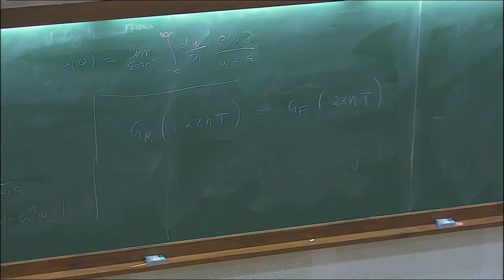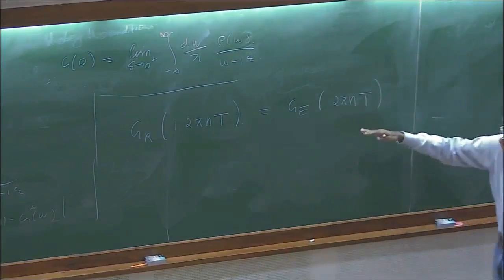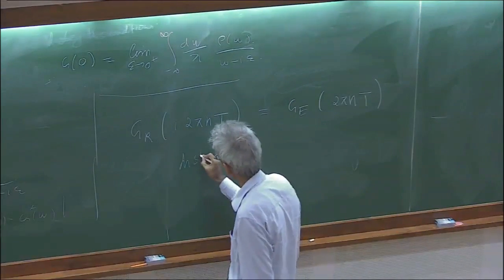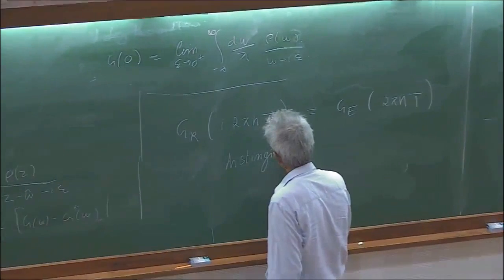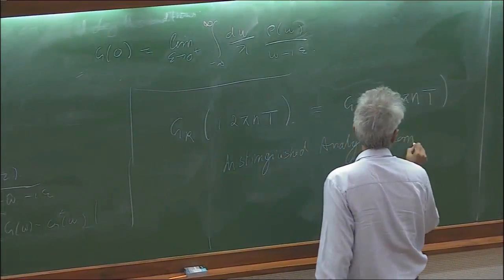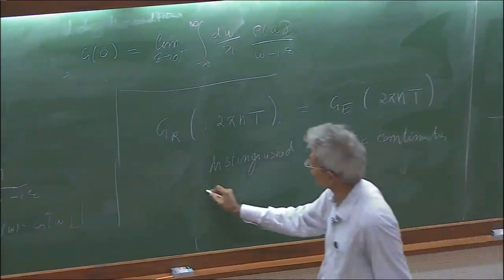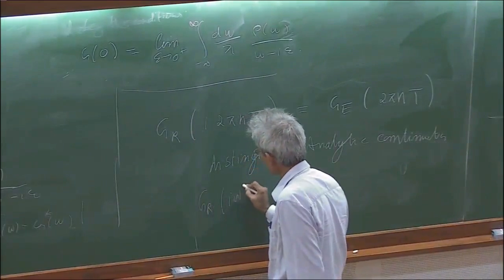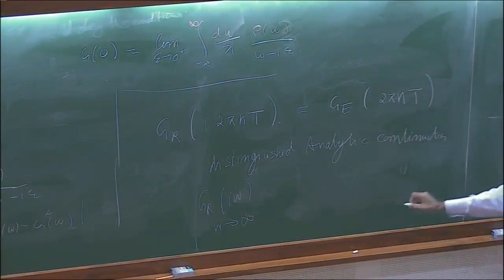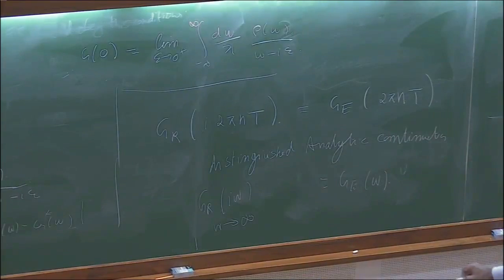If people are interested, I can try to prove it, but let me just go ahead using this relation. And what this relation hints at is a distinguished analytic continuation. And what we will use is that: to investigate the retarded correlator at omega going to infinity, we will just use the Euclidean correlator at large omega.